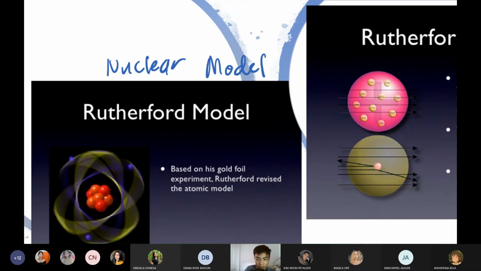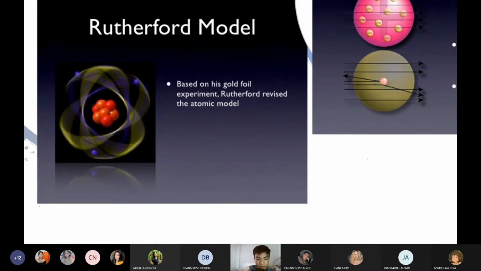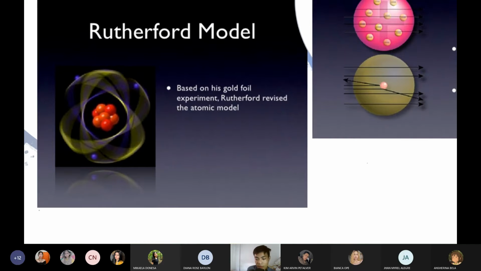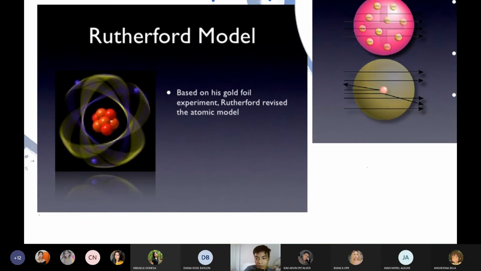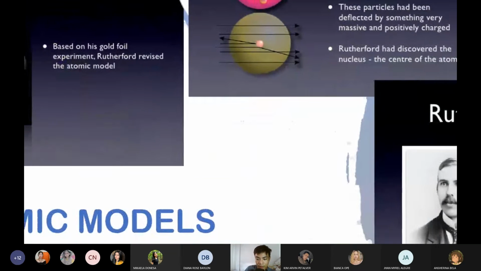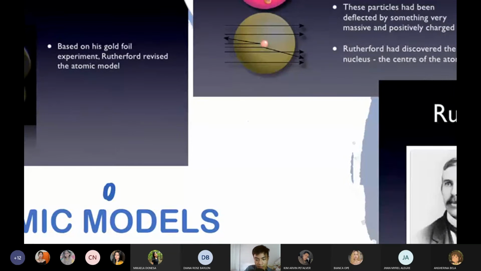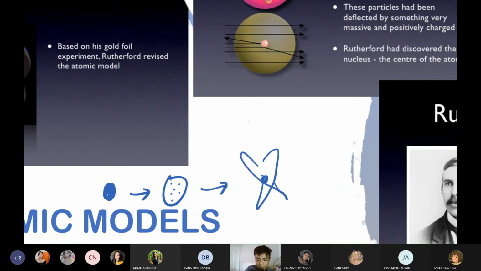Ano yung itsura ng nuclear model? Ito, para siyang Jimmy Neutron logo. Okay? So, sabi ni Rutherford is that, dito na lang ako sa gilid. 'Di ba, we started with this, naging plum pudding. Then, later on, naging nuclear model. Yan. Okay, so isa-isahin natin paano naging ganyan.